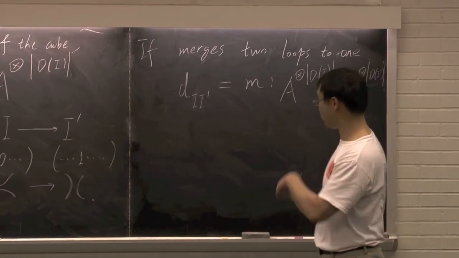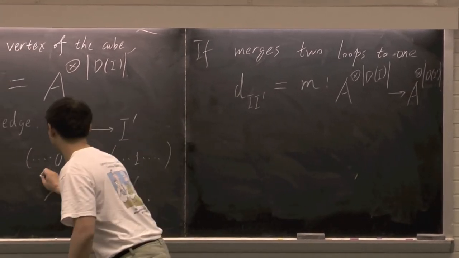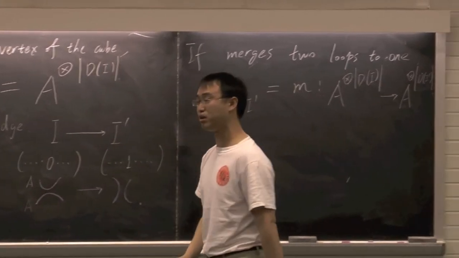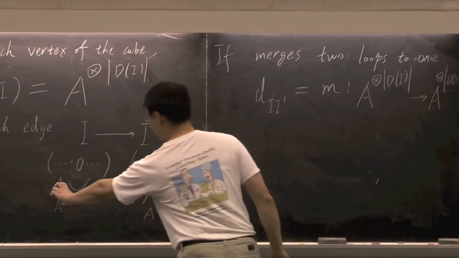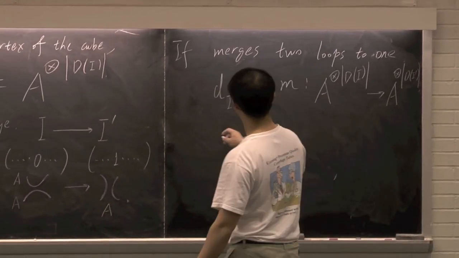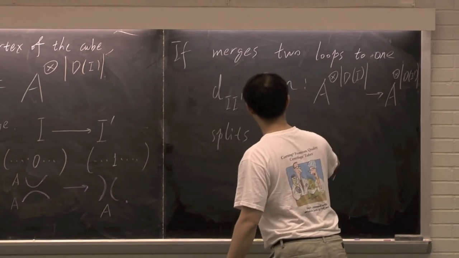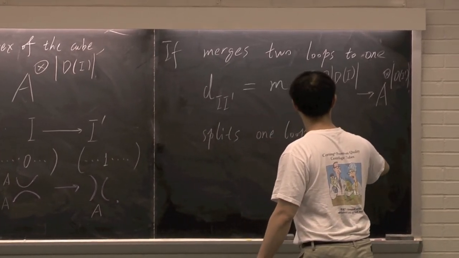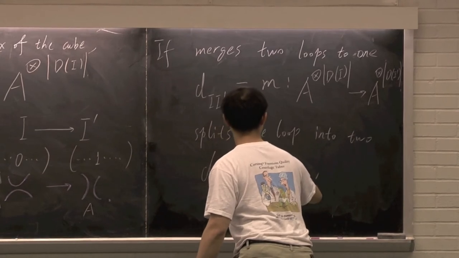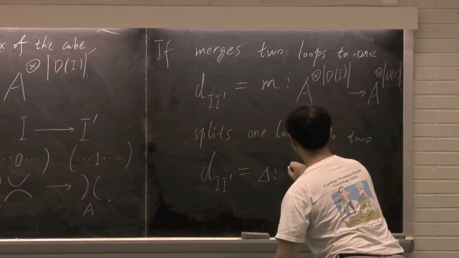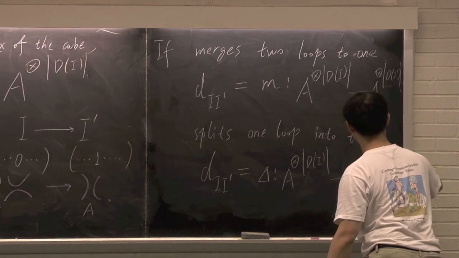So you take a multiplication for the two. If you merge two loops to one, these are two different loops. This loop corresponds to maybe one copy of A, and this corresponds to another copy of A, and this map is a multiplication on these two copies of A. And if this transformation splits one loop into two, then we let D_{I I'} be delta from A to A tensor A.